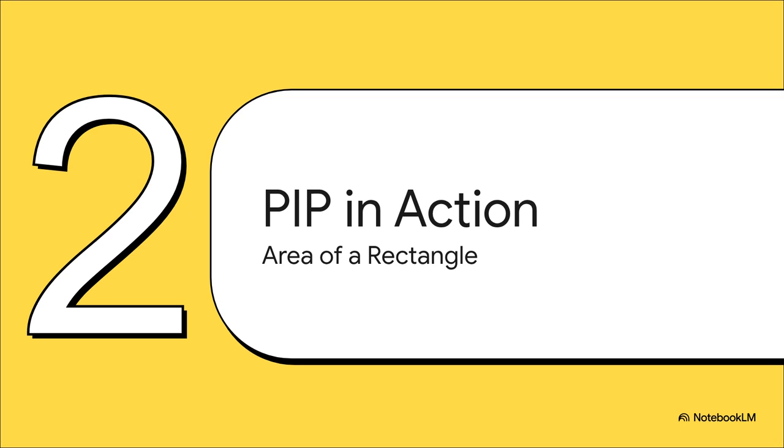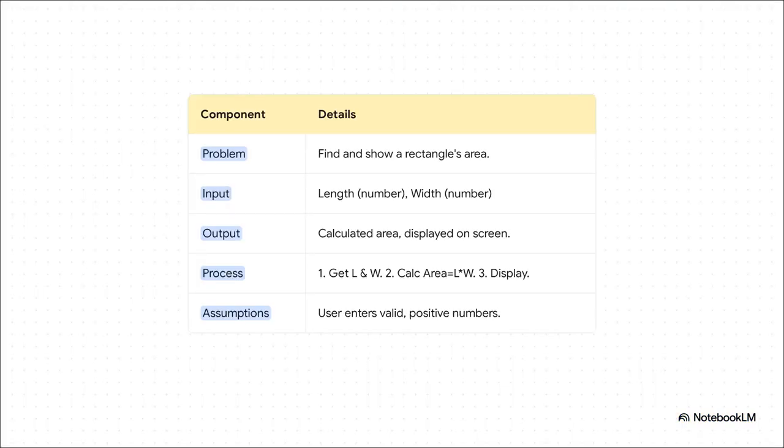Okay, that's enough theory. Let's make this real. We're going to use a problem you could solve in your sleep. Calculate the area of a rectangle. Let's see how we plan this out using our PIP tool. Okay, check this out. It's so clear, right? For our input, what do we need? Well, a length and a width. Simple. For the output, what do we want to see? The final calculated area shown on the screen.